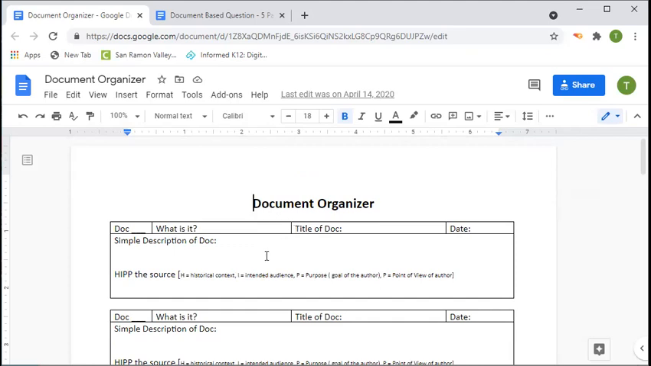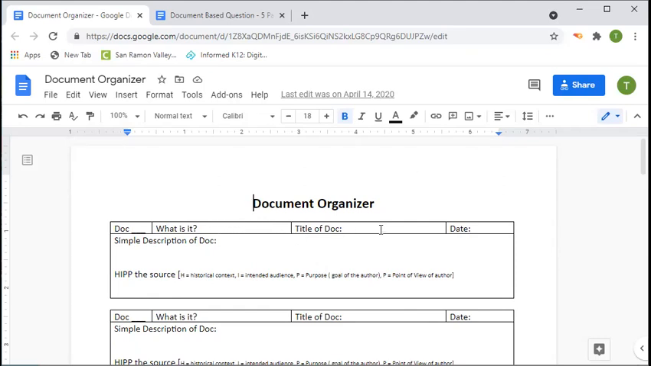Anyway, basically what you'll do is go through each of the documents in a DBQ, and put all this information in here. So you'll go to the first document, and you put in, okay, what is it? It's doc 1. And then, what is it? Is it a speech? Is it a newspaper article? Is it a poster? Is it a political cartoon? There's a wide variety of things that a document could be. But let's say this is a poster.